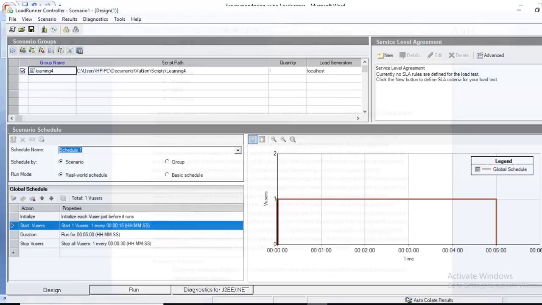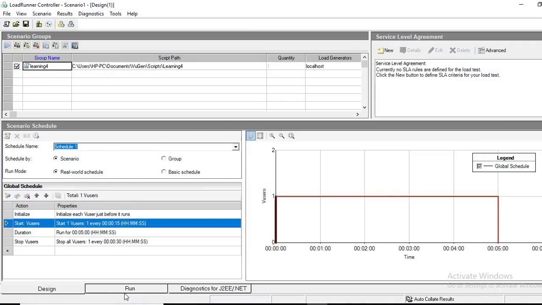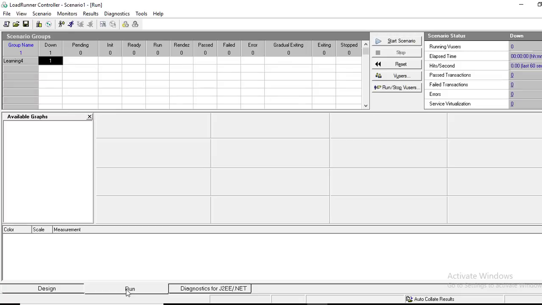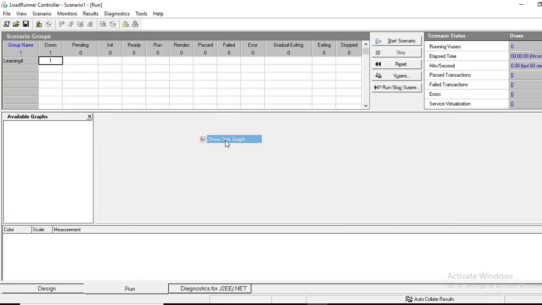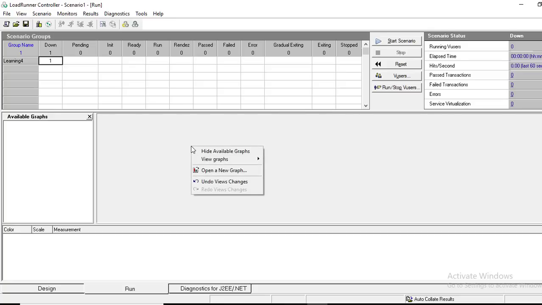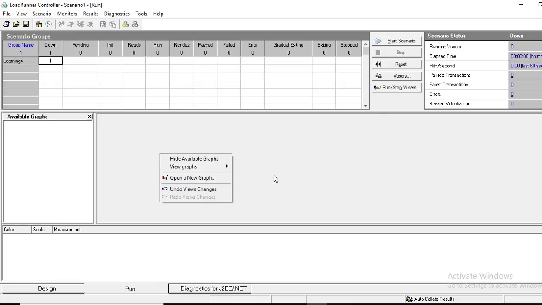So we can add the graphs here. Since it is a trial version, we are unable to see them. In this graph we can add measurements and do all the other things. Since it is a trial version, the facilities are not available, so we are unable to see graphs.